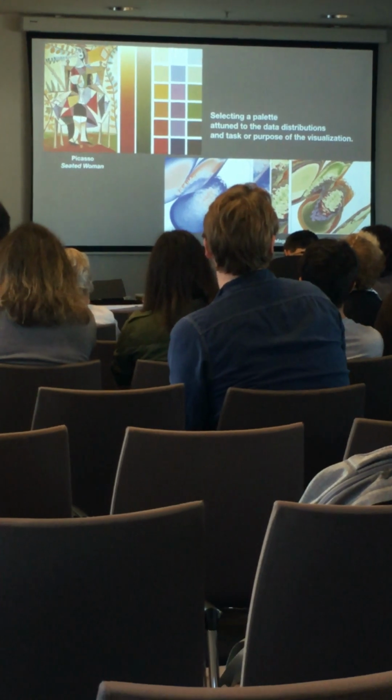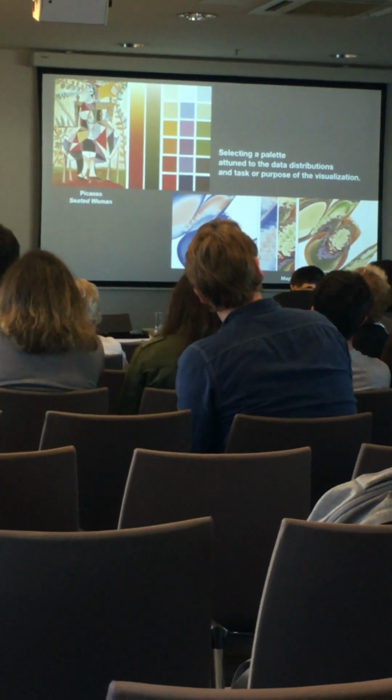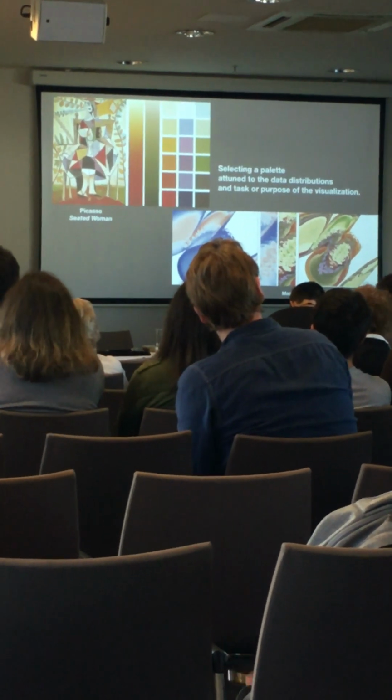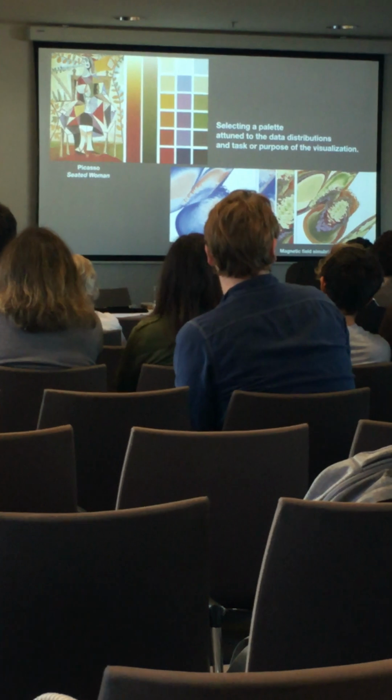So then we need to turn to the issue of what value we can provide to the science, as well as what palettes are best for what types of data. This is a Picasso, a seated woman. It contains very distinct ranges and segments of color. It's kind of spattered across the painting.